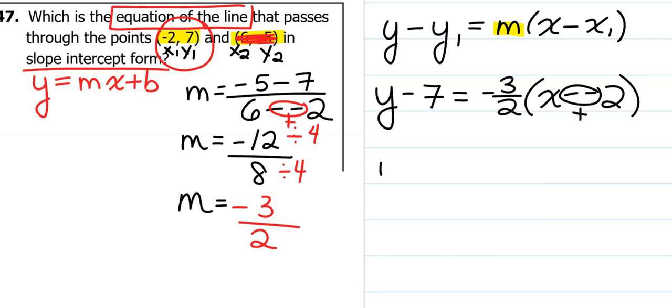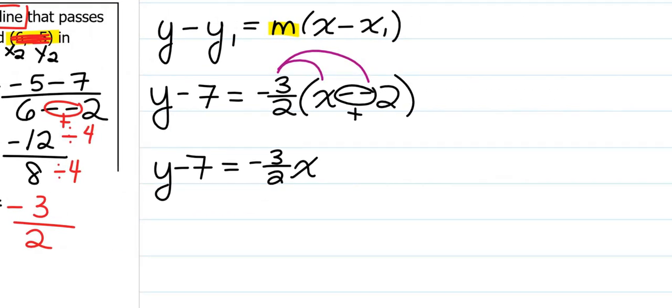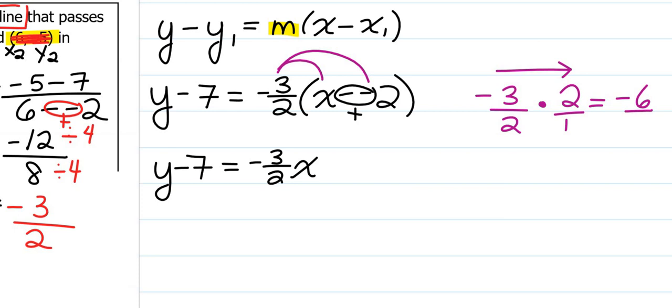So we have y - 7 = -3/2 x. So I'm starting to distribute already. And now the next thing I'm doing is negative 3 over 2 times a positive 2. All right, let's work that out just in case you don't know how to do it. Negative 3 over 2 times 2, put it over 1 and multiply across. Negative 3 times 2 is a negative 6. 2 times 1 is 2. Negative 6 divided by 2 is negative 3.